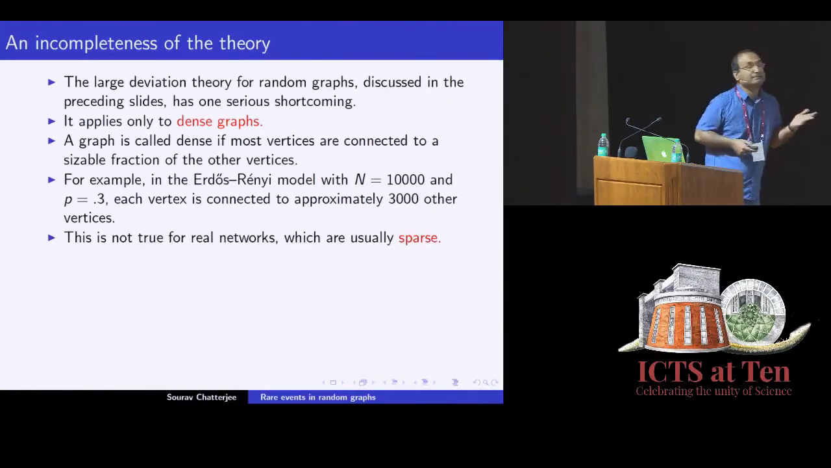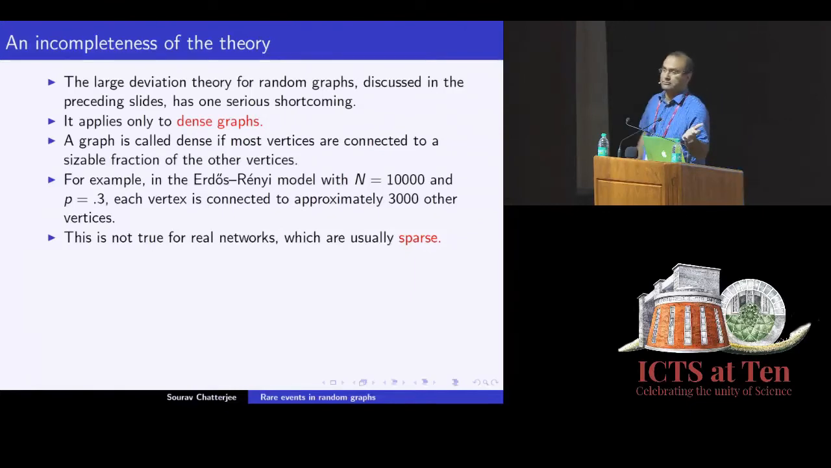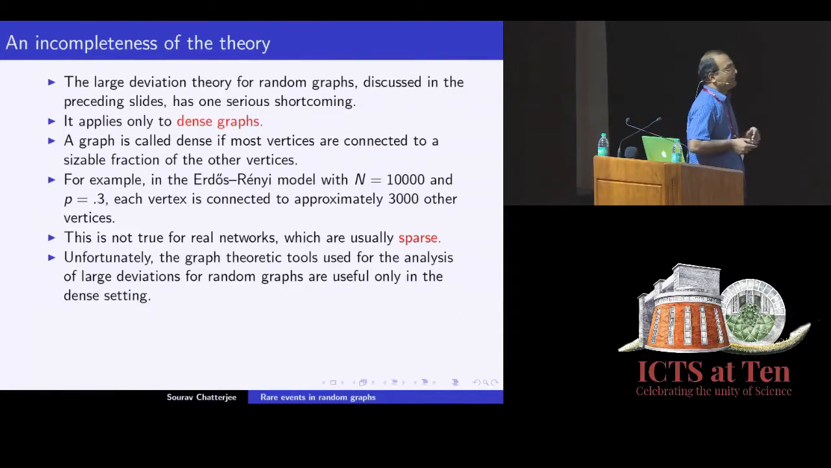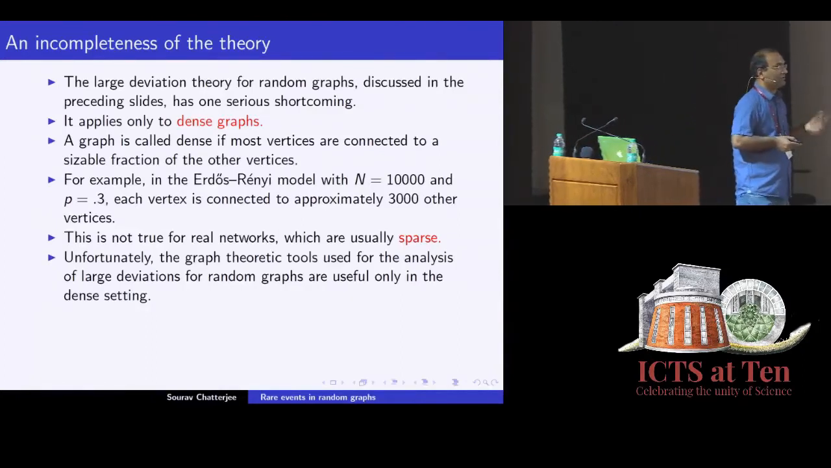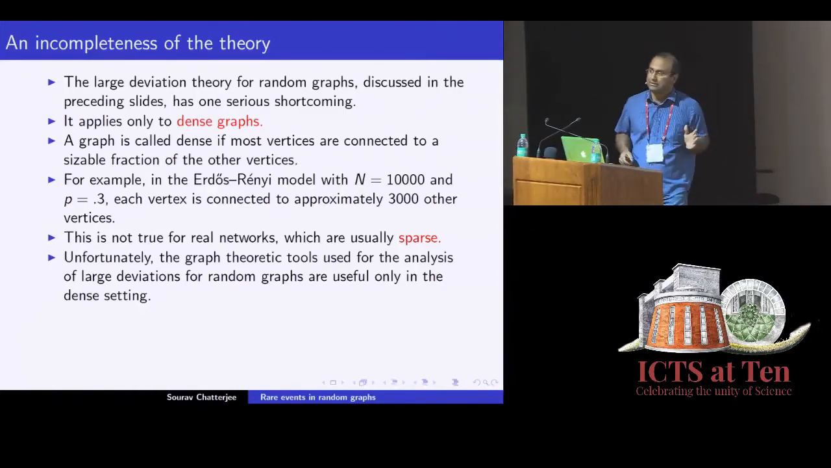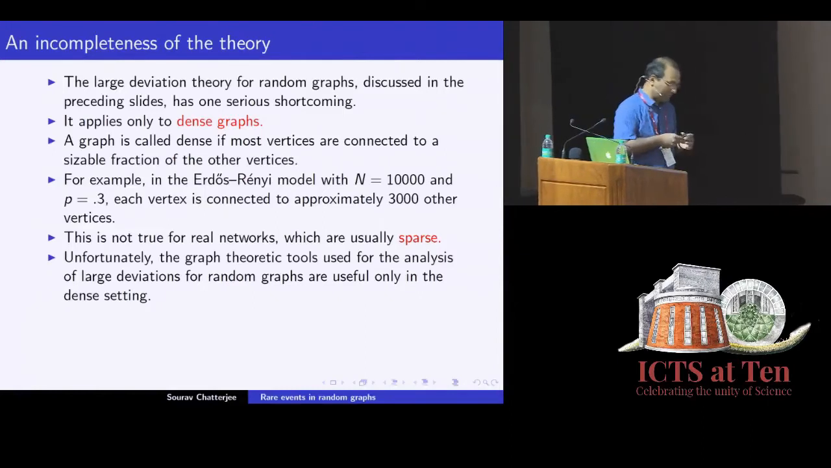Now, in real networks, this is not true. Real networks are usually sparse, so every node is connected to a small fraction of the remaining nodes. And the graph theoretic tools that we use for this whole analysis are useful only in the dense setting. So that's a big problem.